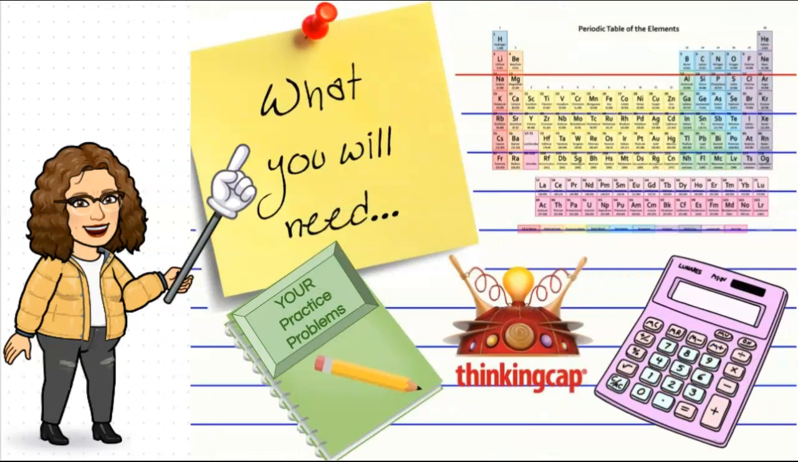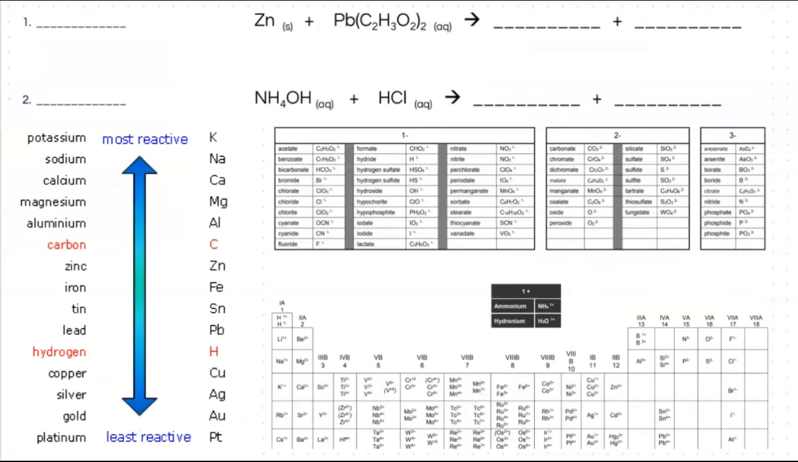So what you're going to need as you go through this video is your periodic table that has the ions on the back. You're going to need your practice set, your thinking cap, and in this case, I don't think you're going to need your calculator. So be sure that before you move on in the video, you've got your periodic table with ions ready to look at, your practice problems, and be ready to go.